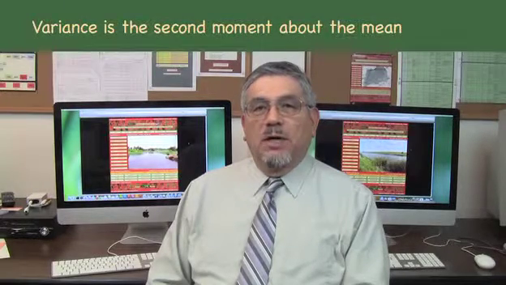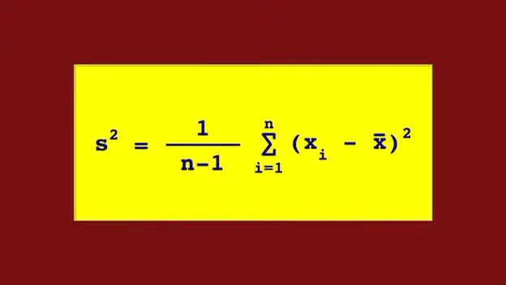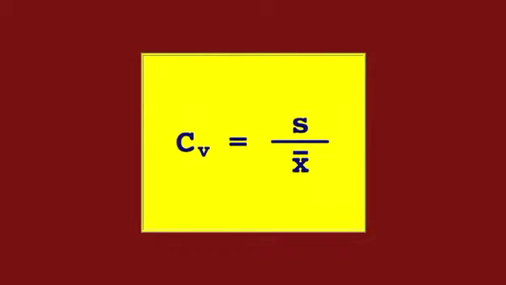The second moment about the mean is the variance, defined as follows, in which s squared is the variance. The square root of the variance, that is, s, is the standard deviation. The coefficient of variation, or variance coefficient, is defined as follows. The standard deviation and coefficient of variation are useful in comparing the relative variability among distributions. The larger the standard deviation and coefficient of variation, the larger the spread of the distribution.